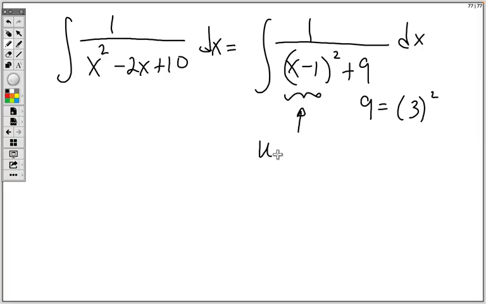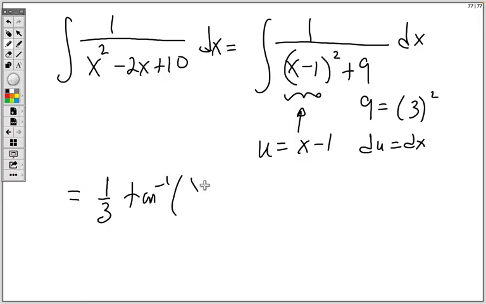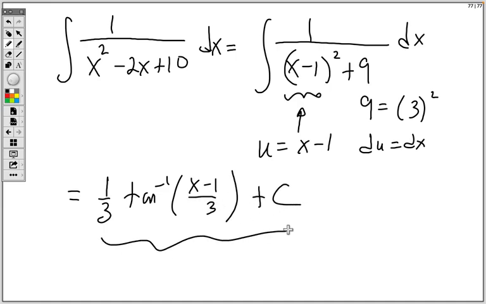If I need to go through the formal u substitution, I would let u be x minus 1, du is dx, or I can just apply that principle of linear substitution there on the front page. I could do that as well. No matter how you slice it, you're going to get an inverse tangent form, 1/3 inverse tangent x minus 1 over 3 plus c.